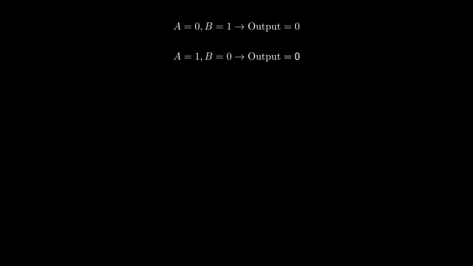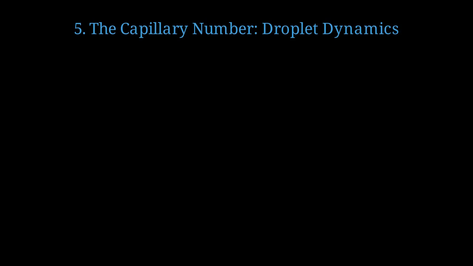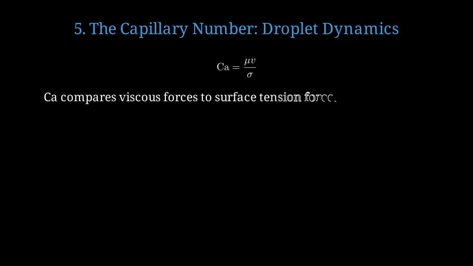Similarly, when A equals 1 and B equals 0, we only have one droplet, so output equals 0. Only when both A equals 1 and B equals 1 do we have two droplets that merge to create an output droplet. Output equals 1. To understand how droplets behave at junctions, we need another dimensionless number called the capillary number. The capillary number is mu v over sigma, where mu is viscosity, v is velocity, and sigma is surface tension. The capillary number compares viscous forces that deform droplets to surface tension forces that keep droplets spherical.